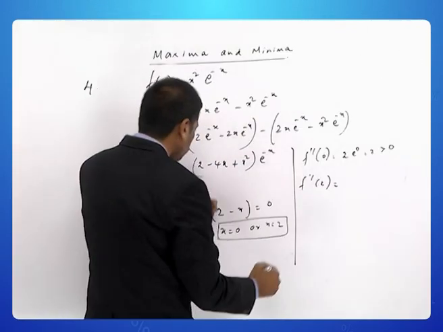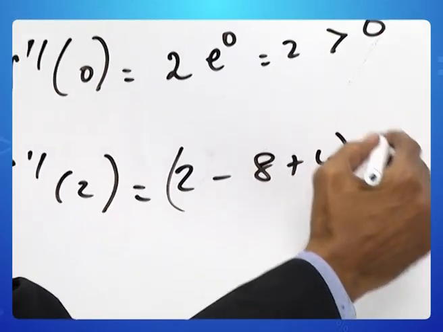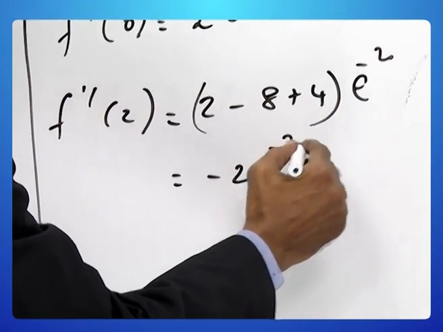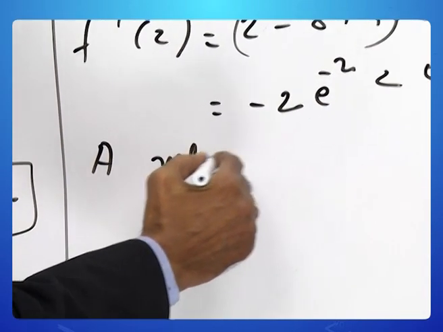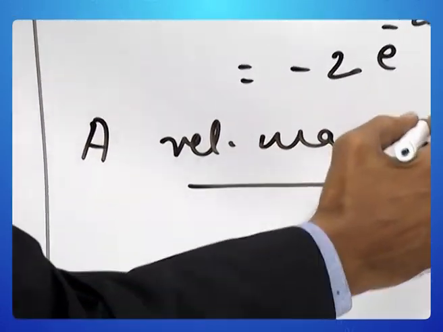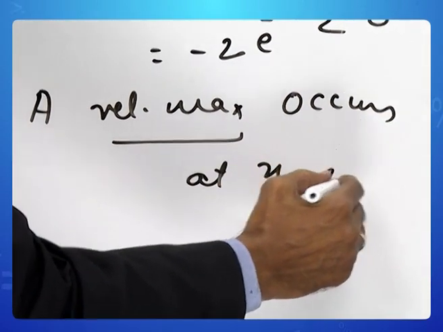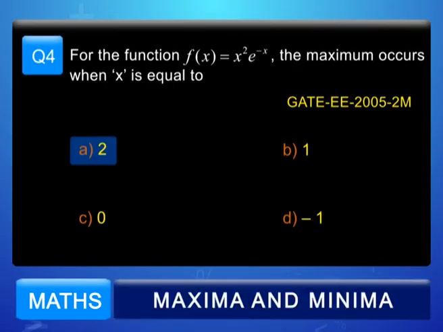F double dash 2 will be 2 minus 8 plus 4 into e power minus 2. This will be minus 2 e power minus 2, which is less than 0. Therefore, a relative maximum occurs at x is equal to 2. This corresponds to option A.